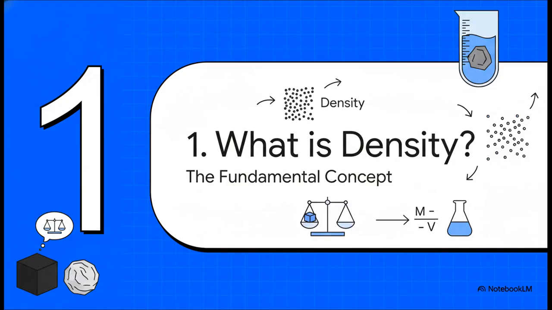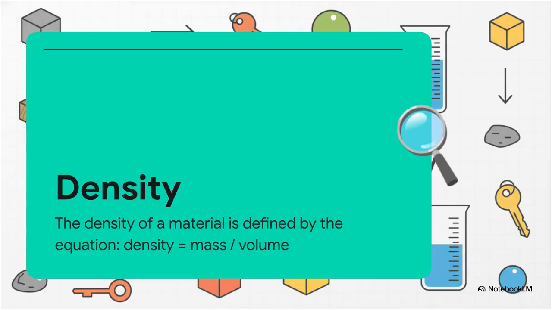Okay, first things first. Let's get a solid grip on the fundamental concept here. What are we actually talking about when we say density? In simple terms, density is all about how much stuff, that's the mass, is packed into a certain amount of space, which is the volume. Think about it. A kilogram of feathers and a kilogram of steel have the same mass, but the steel is way denser because all that mass is crammed into a much smaller volume.